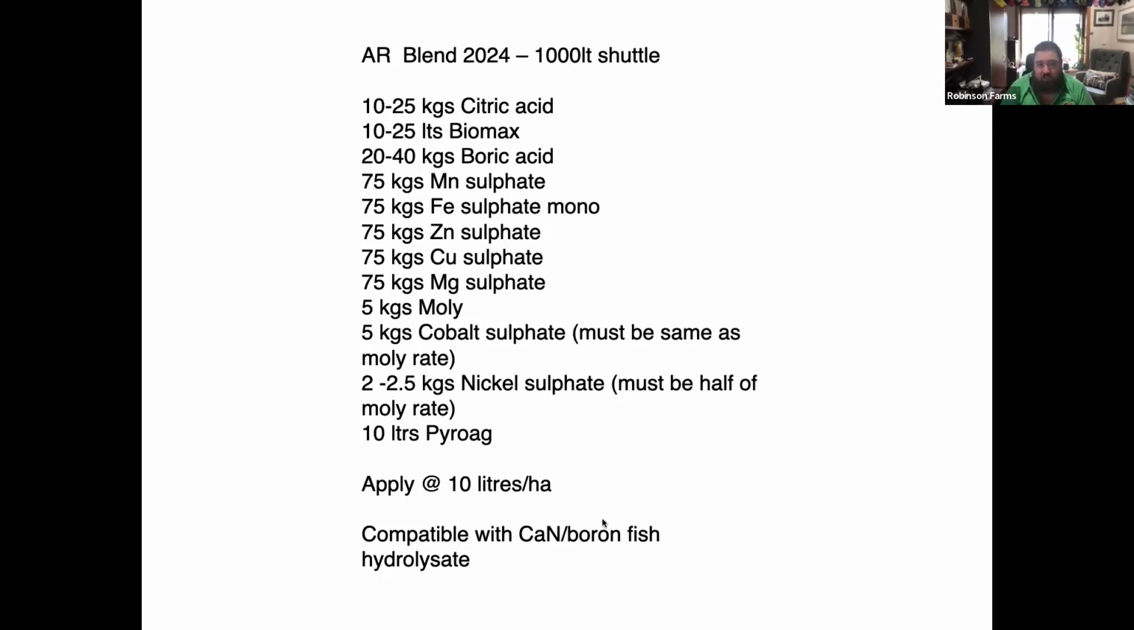So we're using products like calcium nitrate and molasses and boron, and a bit more boron and fish hydrolysate. And so compatibility with those products as well. So how do we mix them up?